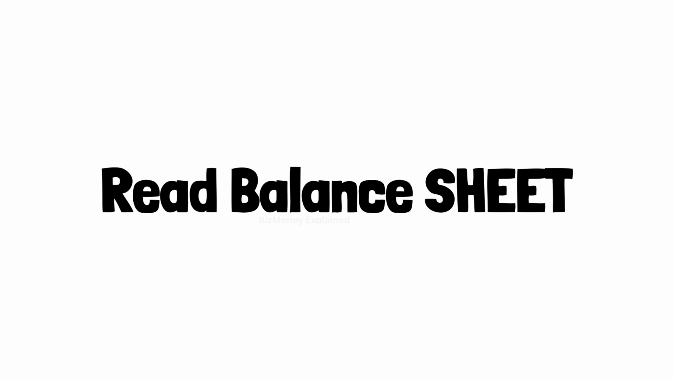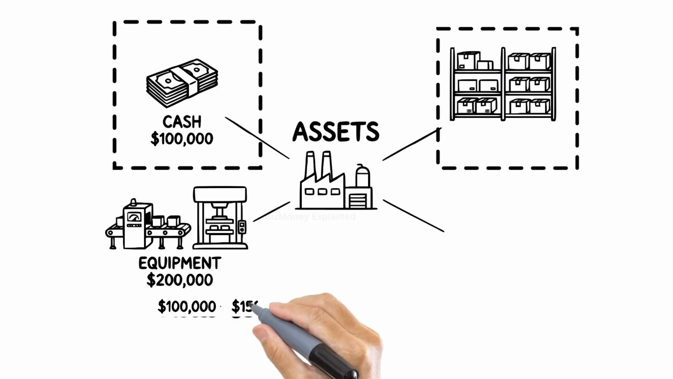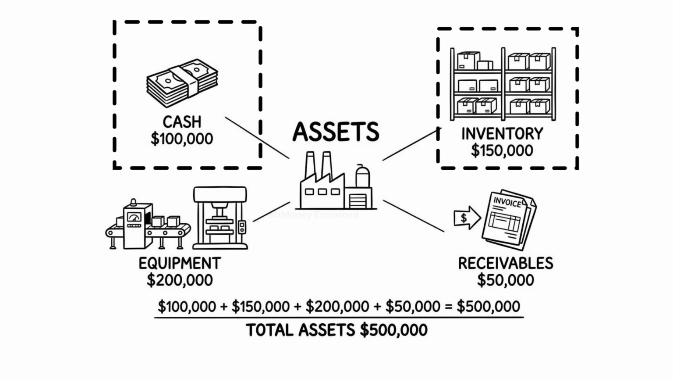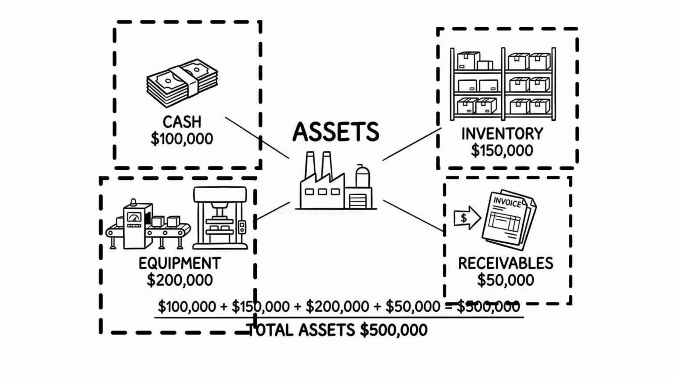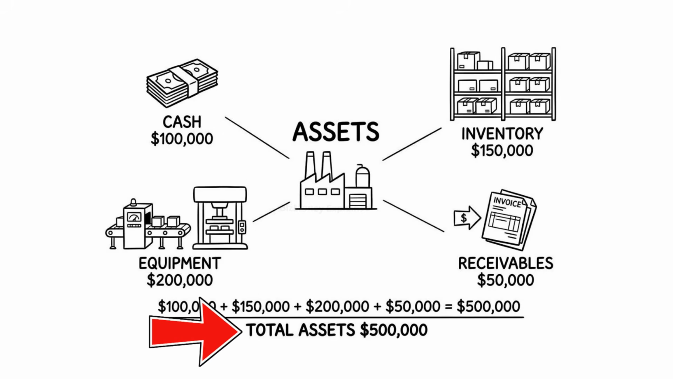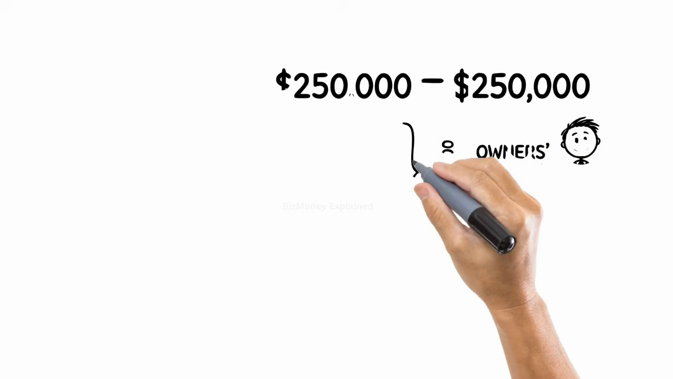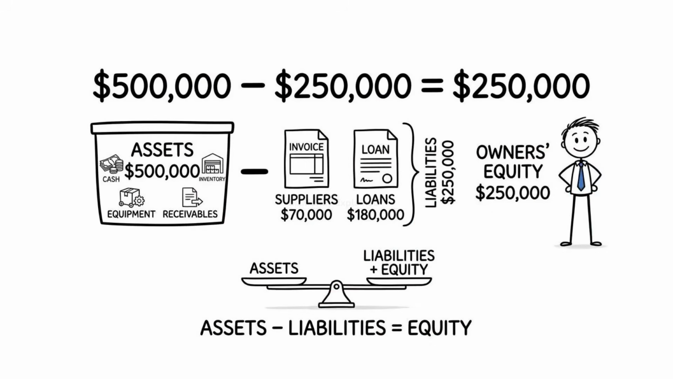Read the balance sheet. Suppose a manufacturing company owns $100,000 in cash, $150,000 in inventory, $200,000 in equipment, and $50,000 in customer receivables. Those resources are assets. The company also owes suppliers $70,000 and has $180,000 of loans. Those obligations are liabilities. What remains after subtracting liabilities from assets represents the owner's equity.